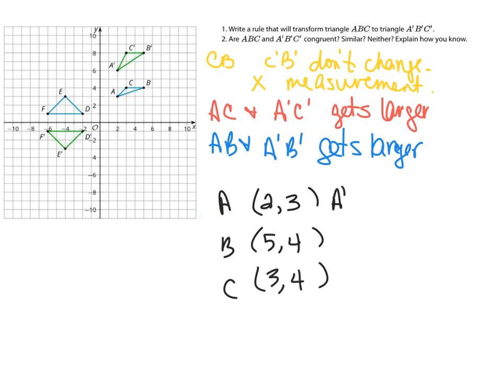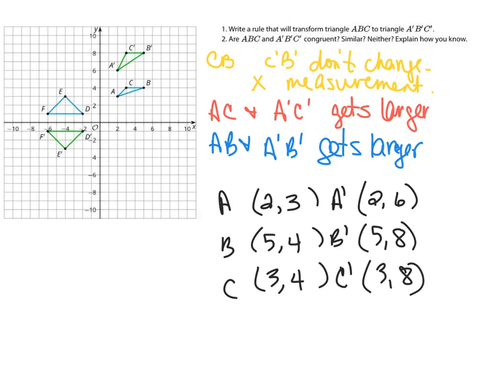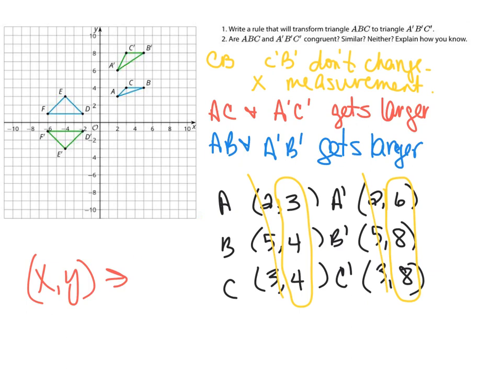Now let's compare it to A prime. How did A prime change from A? Looks like 2, 6. B prime would be 5, 8. And C prime is 3, 8. Well, how did it change? It looks like all of our y values have doubled and our x values did not. That means that my rule is (x, y) goes to (x, 2y).